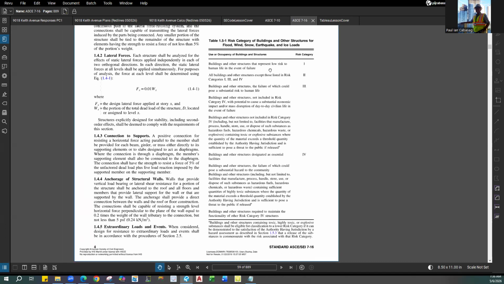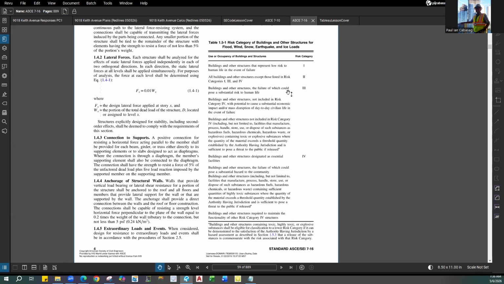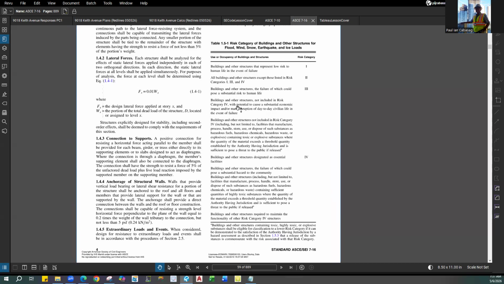So for example, the most typical risk category we use is risk category 2 right here. And it says here: all buildings and other structures except those listed in risk categories 1, 3, and 4. So this is a catch-all. Anything that doesn't fall in 1, 3, and 4, this is the one that people usually use. For example, a typical single family house or an ADU. Those are the ones I get a lot of clients for. Those mainly fall under risk category 2.